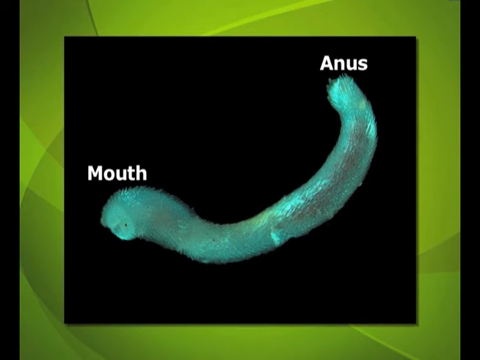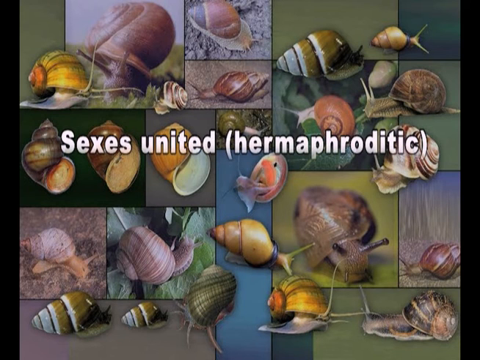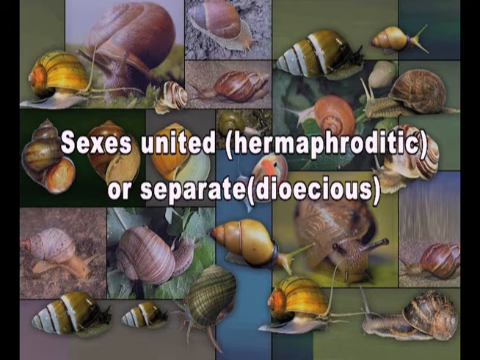Body covered with cuticle beset with numerous calcareous spicules. Mouth and anus are terminal or subterminal at opposite ends. A pair of coelomoducts in the form of gonoducts opening into the terminal part of the intestine or independently. Sexes united, hermaphroditic, or separate, dioecious.